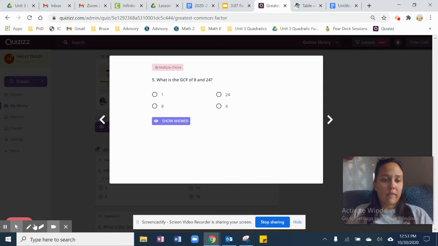What are the greatest common factors of 8 and 24? Well, the biggest number we can start with is 8 because obviously 24 doesn't go into 8. 8 goes into 8 1 time, and it goes into 24 3 times. So that is the correct answer.